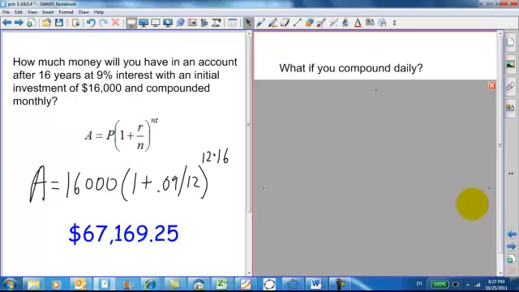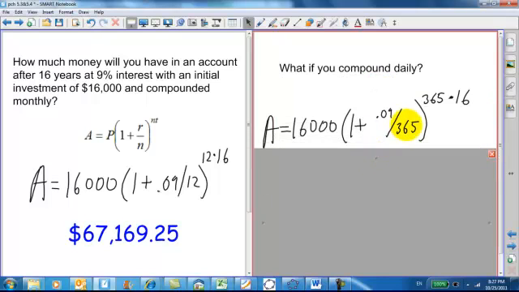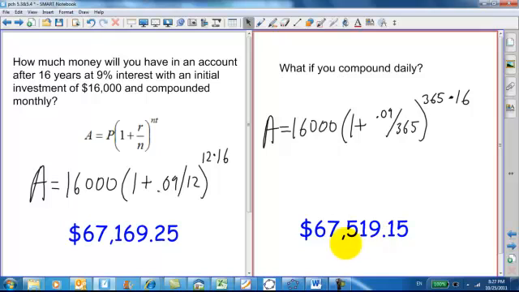Now what happens if we compound daily? This means we're going to change the n to 365 instead of 12. On your calculators, you can just hit second entry and edit this really quickly rather than going through all that work again. And when we calculate that, we get 67,519. So by compounding more frequently, you get a little more money.